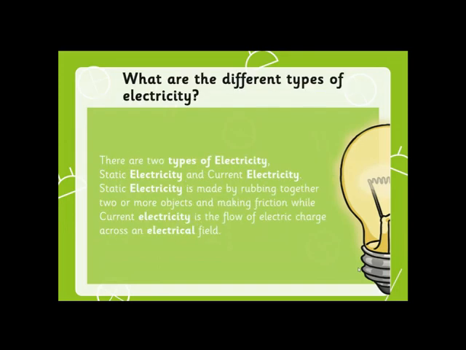The answer to number 2, what are the different types of electricity? Well, there are 2 types of electricity. One is called static electricity and the other is current electricity. The difference between the two is the following. Static electricity is made by rubbing together 2 or more objects and making friction, while current electricity is the flow of electric charge across an electrical field.